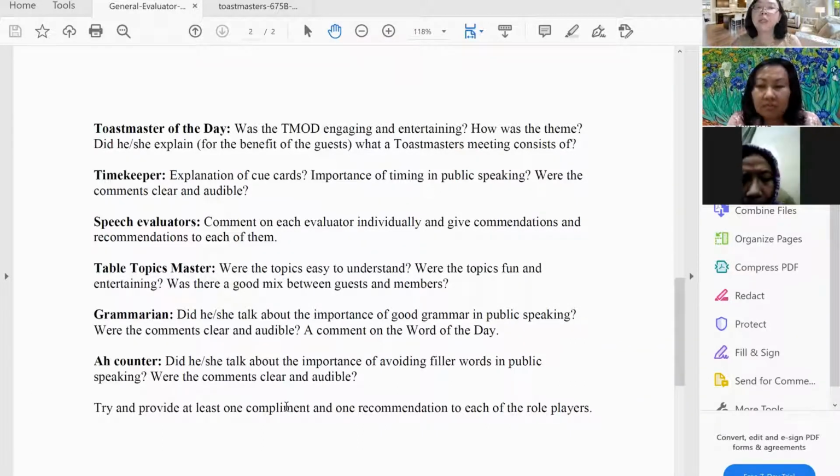Up to this point, do you have any questions? As a table topic master, if the participants already take roles and in the meeting there are only a few guests, can the table topic master take participants for table topics from the role takers?